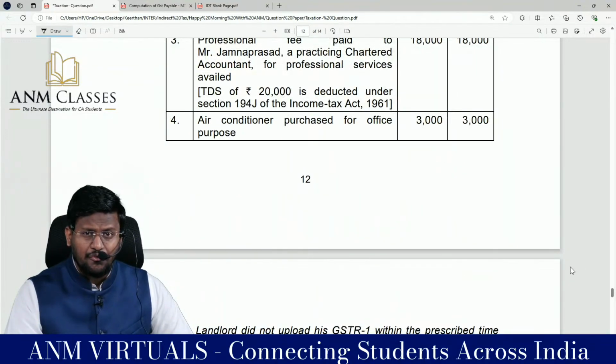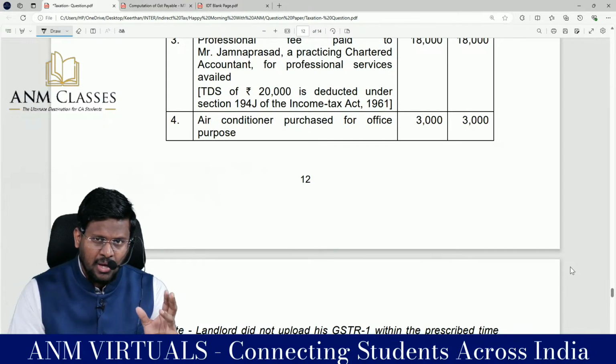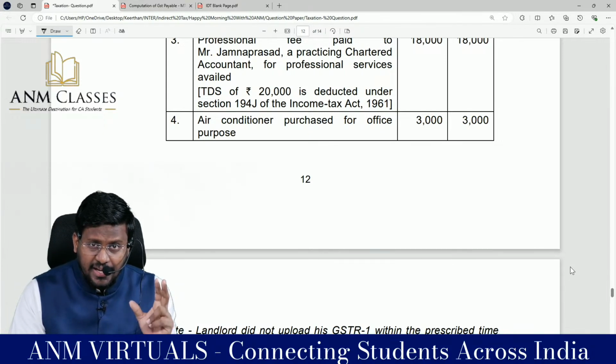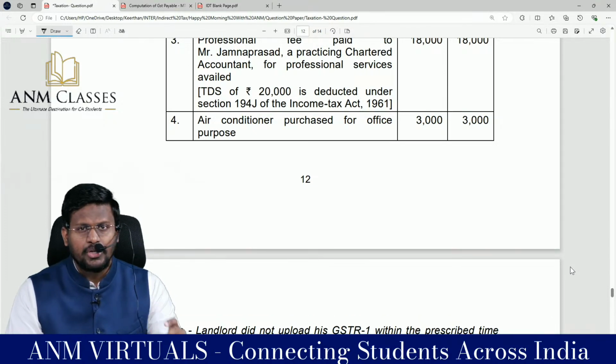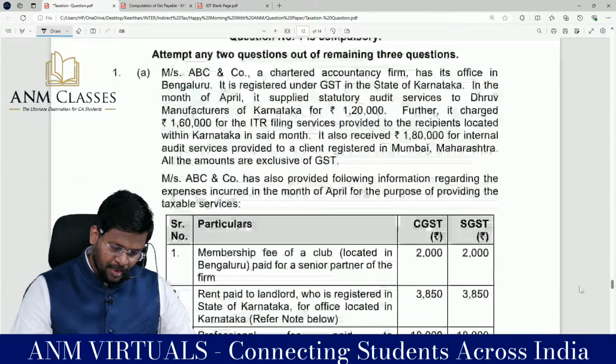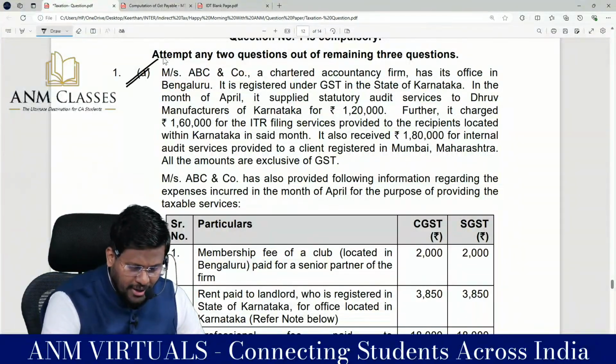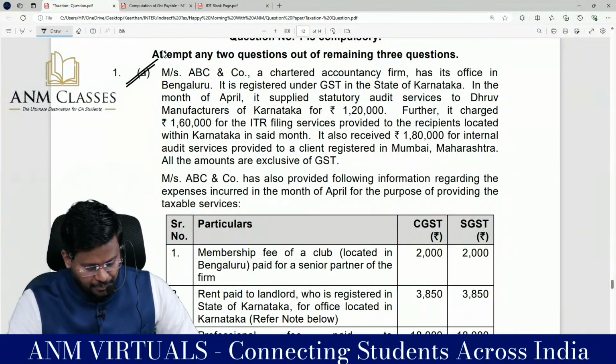And we are using a 5-step approach. Number 1, sales details; then purchase details, expense details, net ITC, and computation of tax payable. I will be reading this question for you and I will be solving this question in this session.